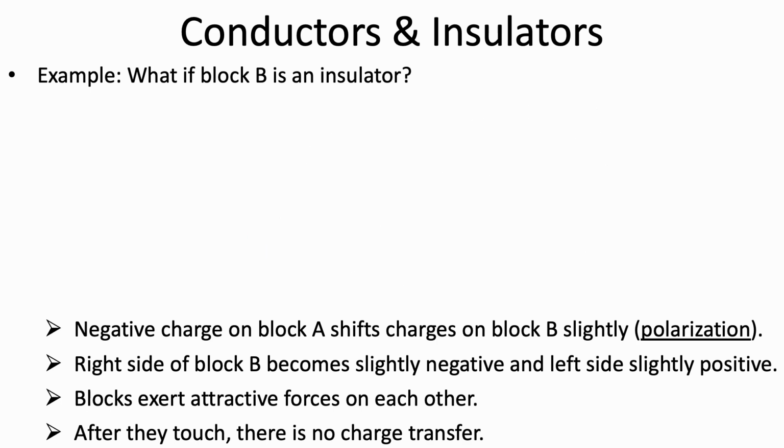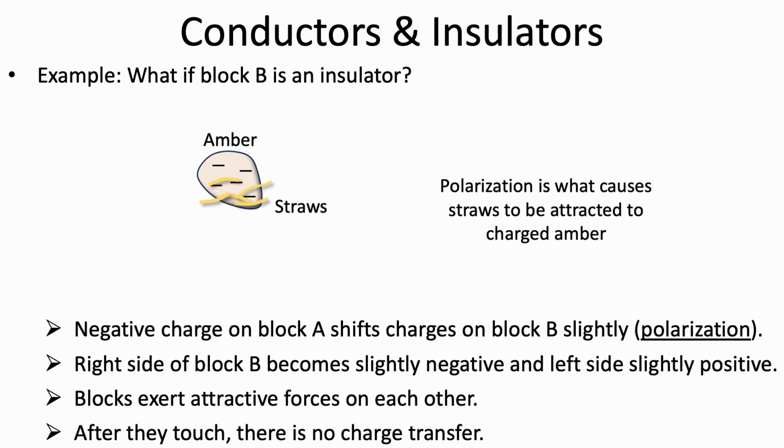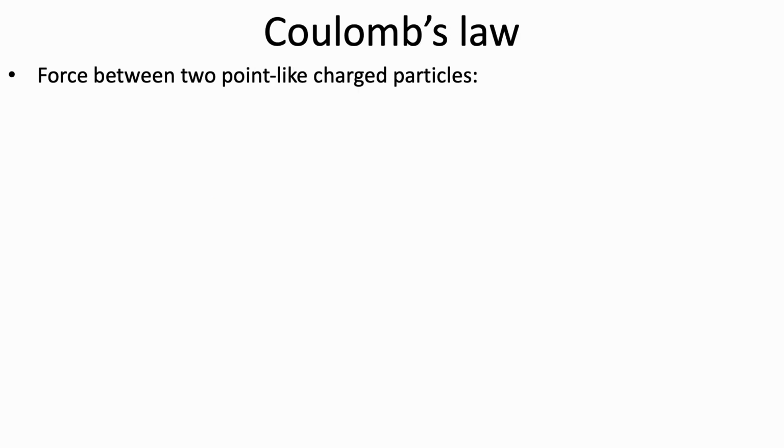Earlier, we discussed how charged amber can attract small objects like straws. The polarization of charge is what allows the amber to attract straws even though they are insulators. Let's try to be more quantitative.